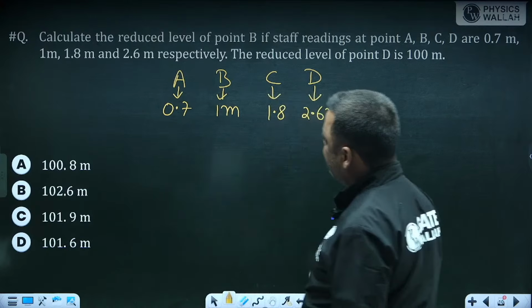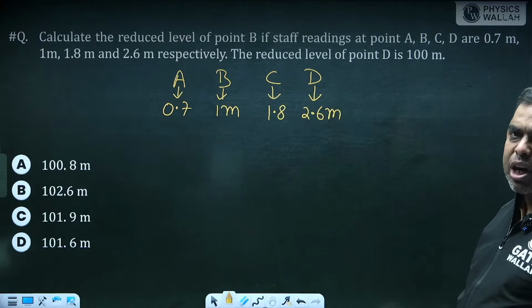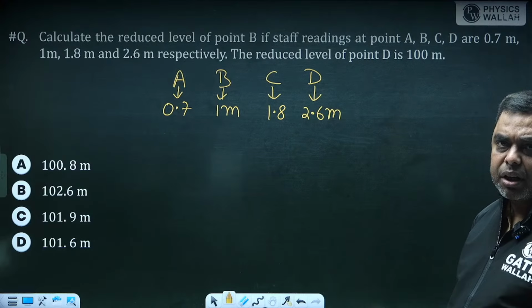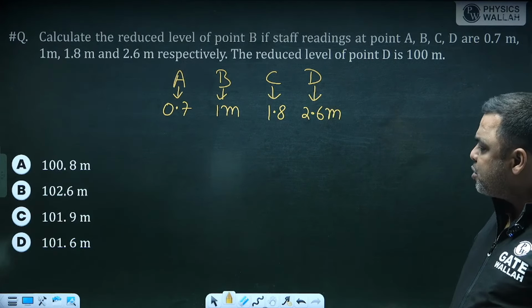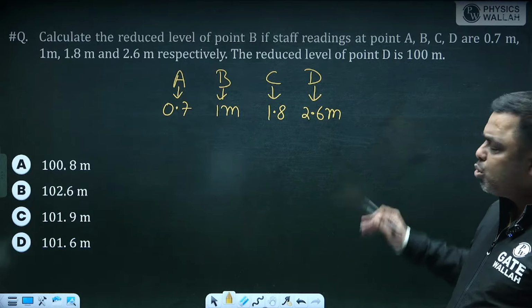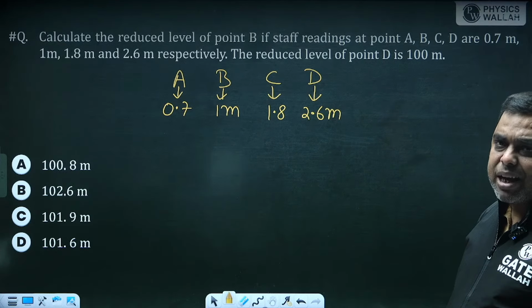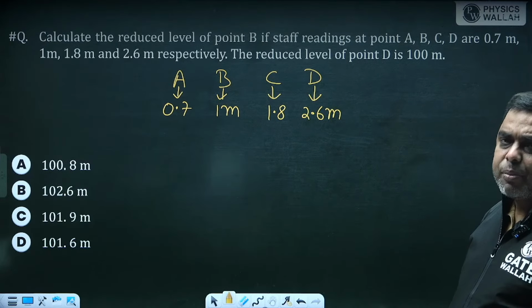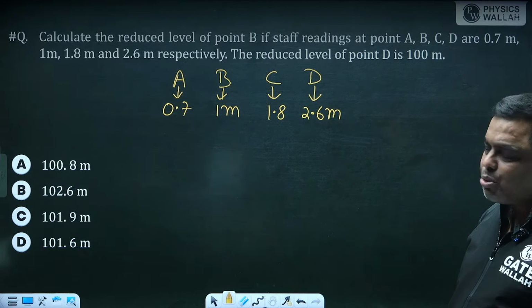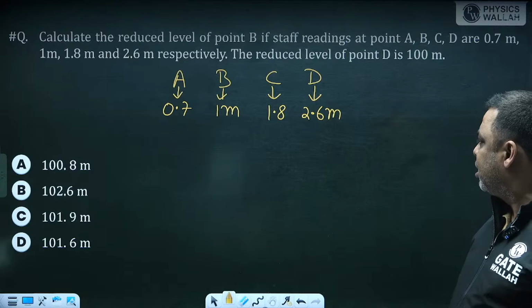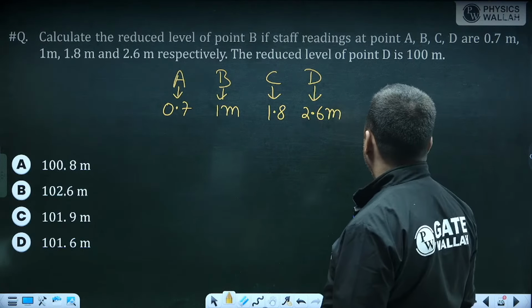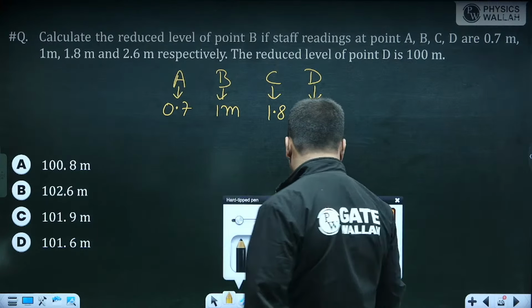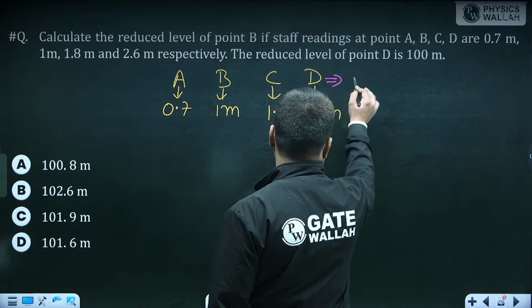How many of you will solve this by HI method or rise and fall method? I have seen certain students who solve this particular question by HI method or by rise and fall method, they start making the table, but there is no need of making the table. I'll tell you how. These are the staff readings. The reduced level of point D is 100 meter.